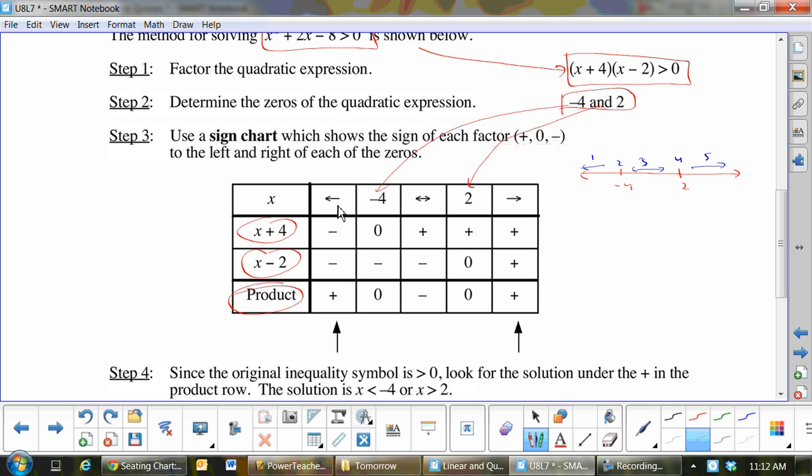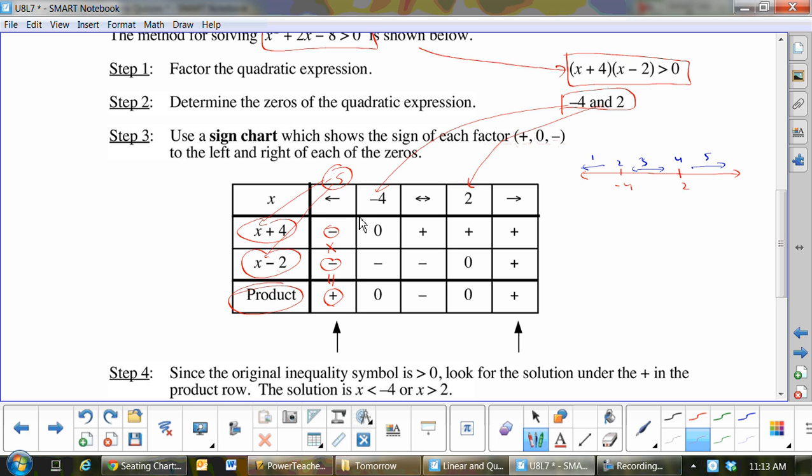What does this mean? Anything to the left of negative 4. Give me something. Negative 5. Okay? Now, what happens if you put negative 5 into here? What do you get? You get negative 1. See how you get a negative sign? What happens if you put negative 5 into here? You get a negative. How does it get a positive here? They multiply. Negative times a negative equals a positive.